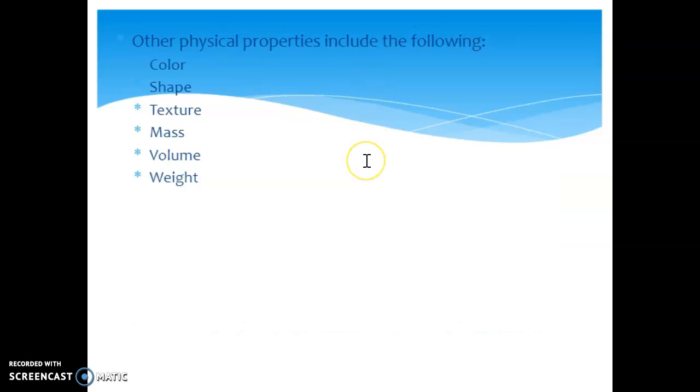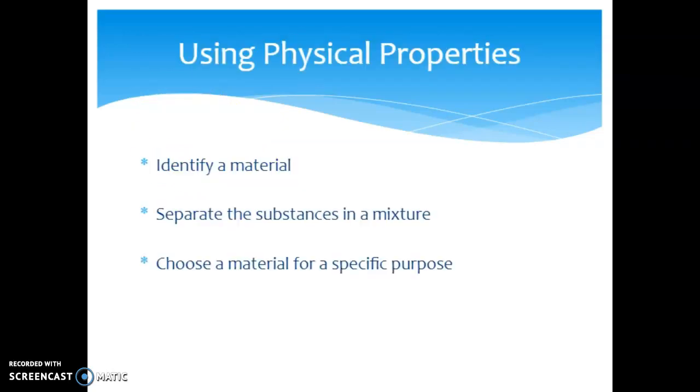Some other physical properties also include color, shape, texture, mass, volume, and weight. Those are different ways we can identify materials.